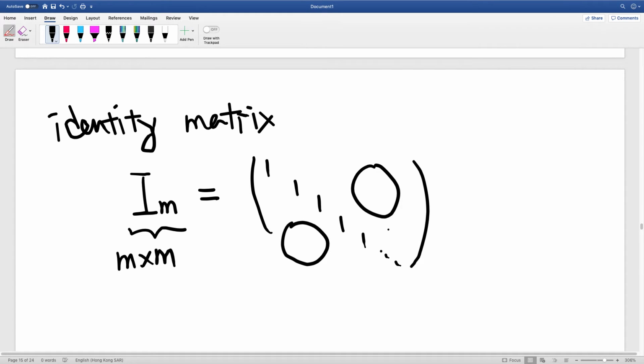It's how it's written in the university textbook. The big zero means the others are all zero. What does M times M mean? Square, the same size. The rows and the columns are equal.